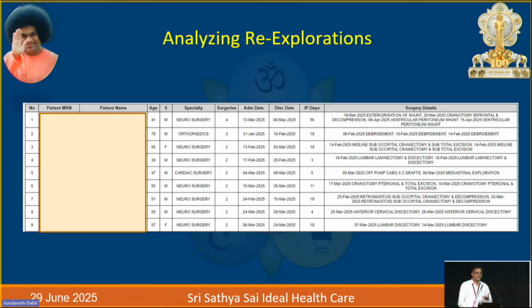The next being analyzing re-exploration. Obviously, you are looking at whether there is a deviation or a change in the protocol, or a possible risk of adverse events, which is making the patient come back for a re-exploration.